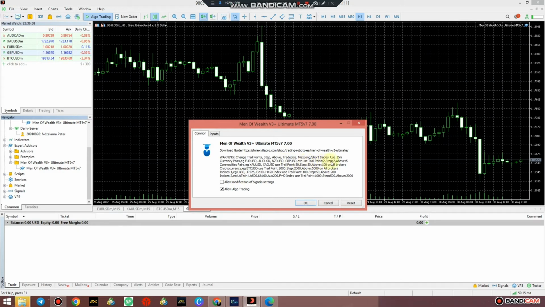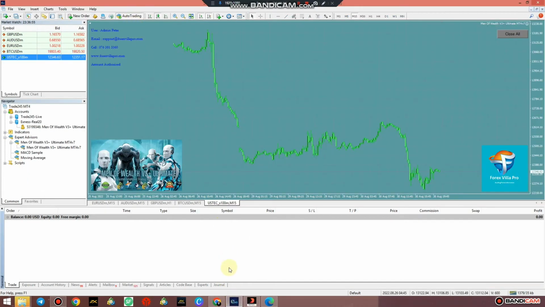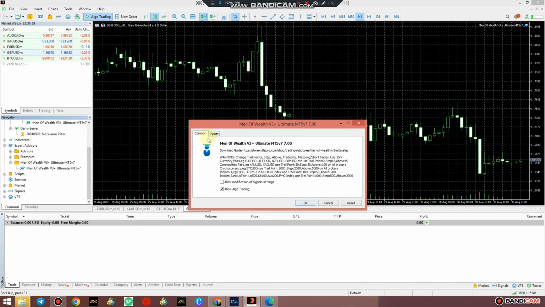For trailing points it's 2, trailing step is 2, your trail above is 2. Live trading here doesn't go under common, it doesn't go under about or anything else. The same is on common. Just make sure you tick that allow algo trading here. This is the difference between MetaTrader 4 and MetaTrader 5: here they call it auto trading, here they call it algo trading. So that's the difference when it comes to automated trading.